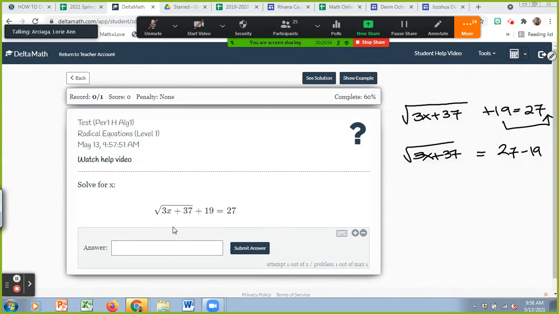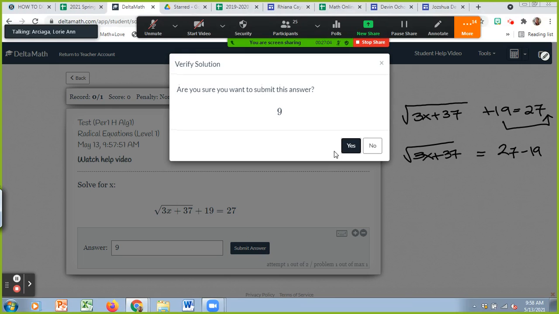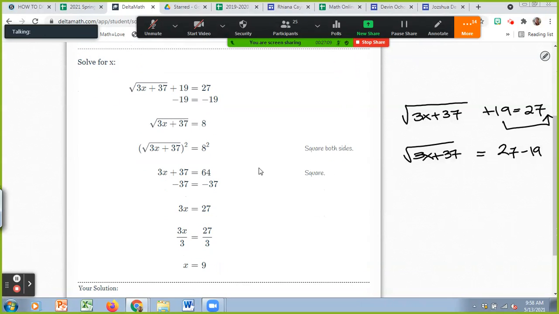Okay, so anybody else got 9? Okay, let's try 9. Yep. So you get 8 right here, and then you square both sides. So the radical and the power 2 disappear.